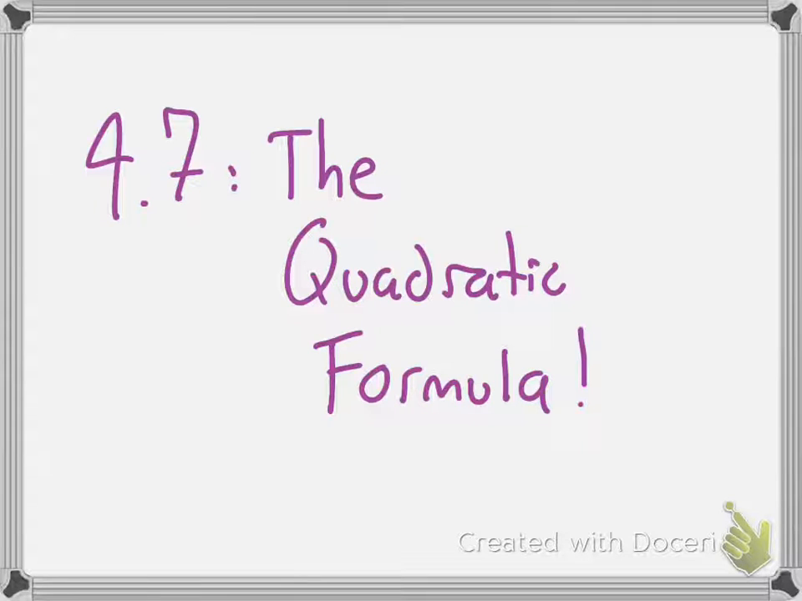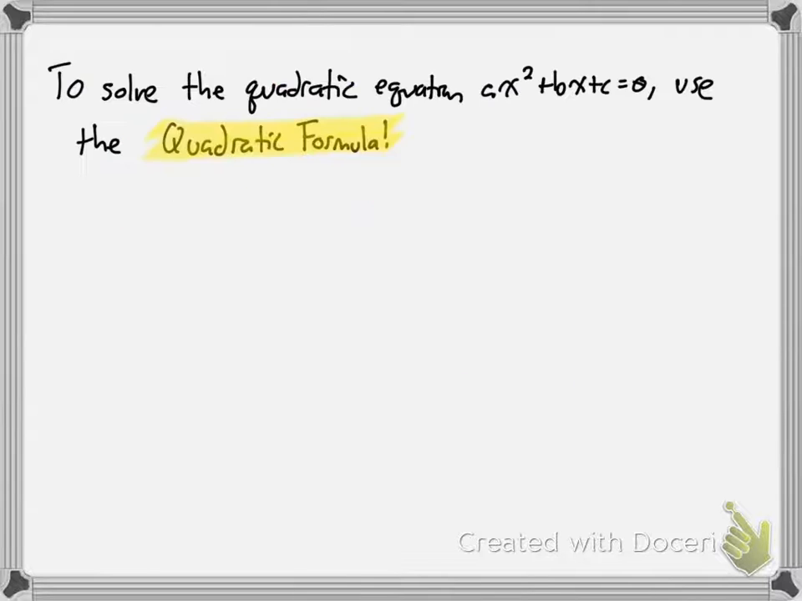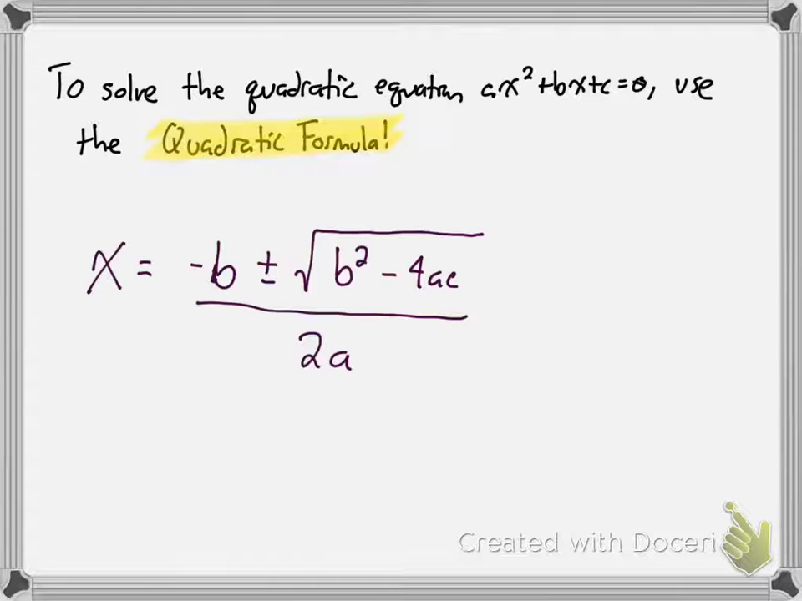In section 4.7, we're going to learn how to use the quadratic formula to solve a quadratic equation. To solve a quadratic equation, ax squared plus bx plus c equals 0, we can use the quadratic formula. And that formula is negative b plus or minus the square root of b squared minus 4ac over 2a.